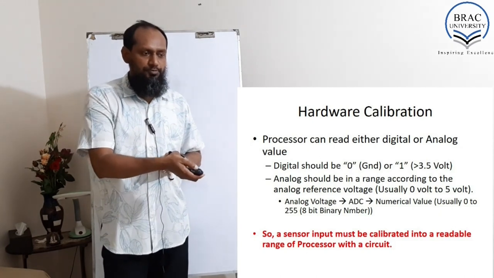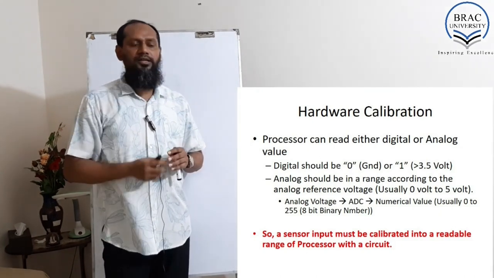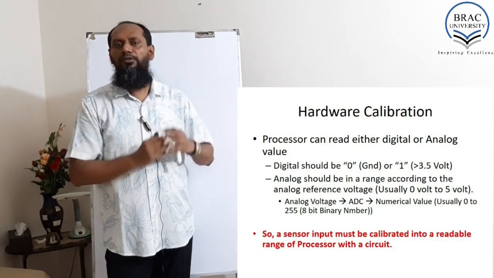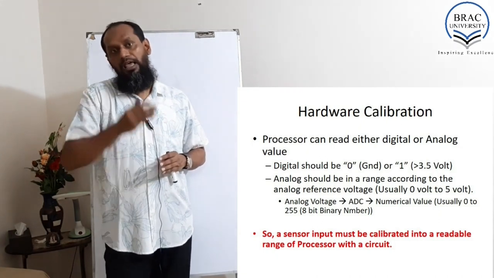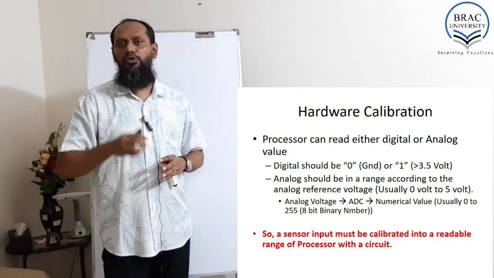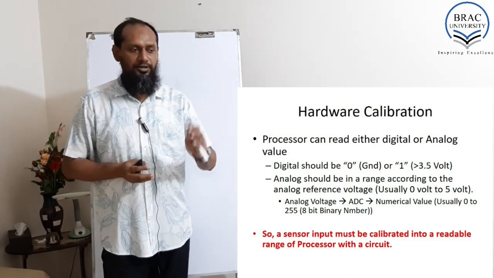So for digital, it should be 0 or 1. 0 means around 1 volt. 1 means above 3.5 volt, approximately around 5 volt. Okay, that is the point.